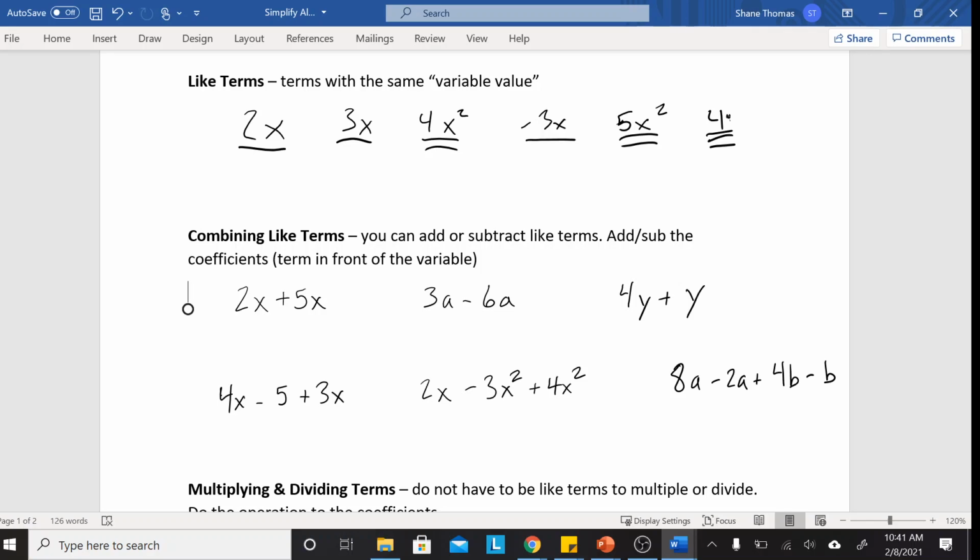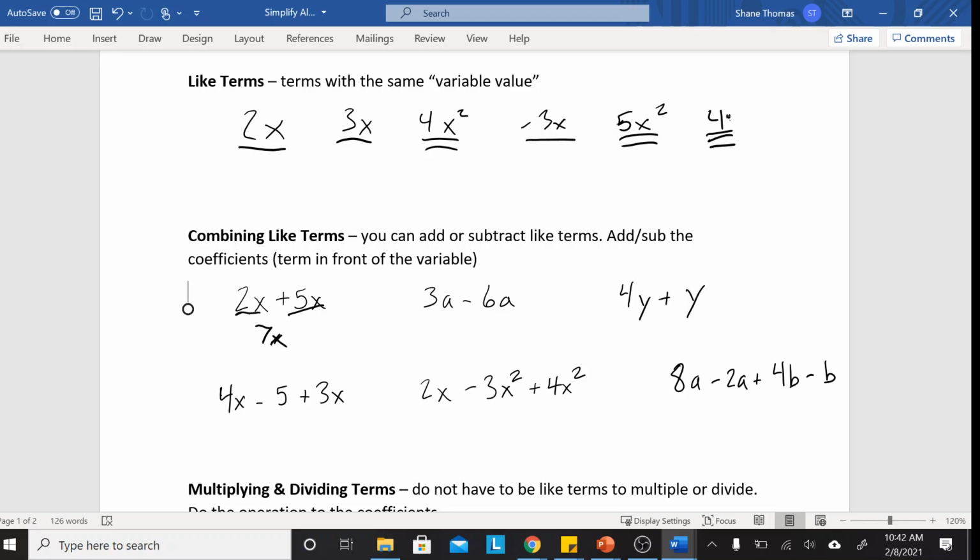First one, I have 2x plus 5x. Like terms, 2x plus 5x, I add the coefficients. 2 and 5 is 7, and then the x just tags along. You do not have to add x's together. A lot of times people make the mistake of making that an x squared or something. That's not the case. They're both terms with x's, so you just need to add 2 and 5 together.